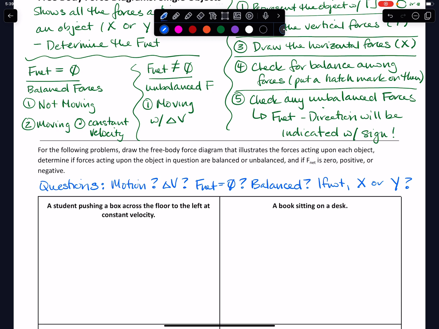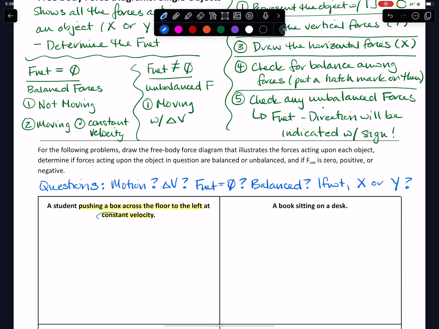And from there, is F net equal to 0? Based on that, are the forces balanced? And if the answer is no, then where is the imbalance, in the x or the y dimension? All right, so what have we got to start with? We have a student pushing a box across the floor to the left with constant velocity.